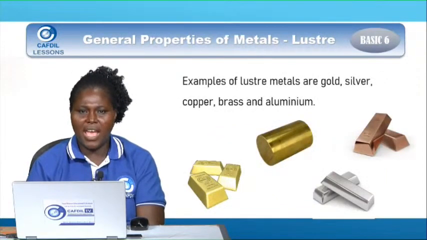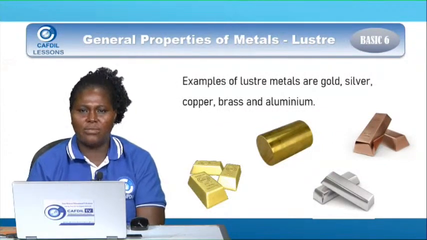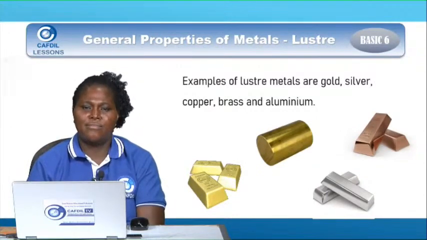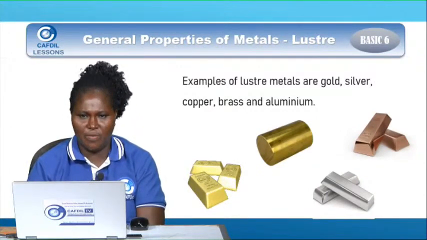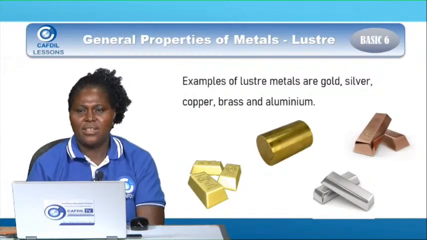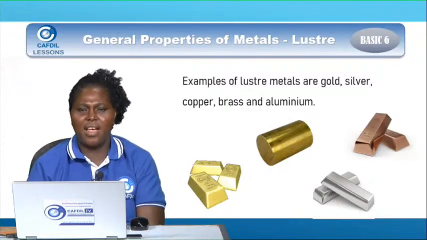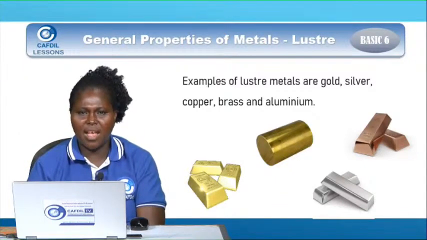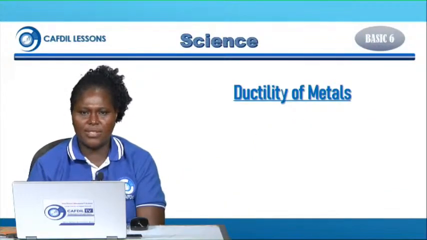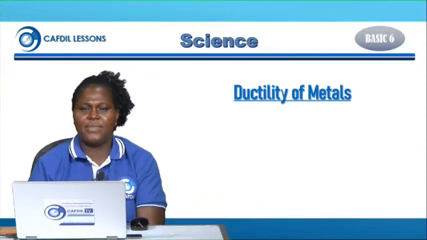Good. Examples of lustre metals are gold, silver, copper, brass, and aluminium. These metals are shiny in nature. They're bright. Good. Now another property is ductility.